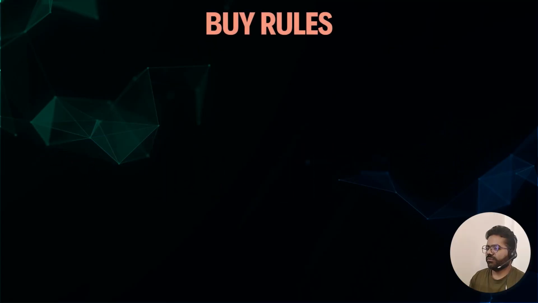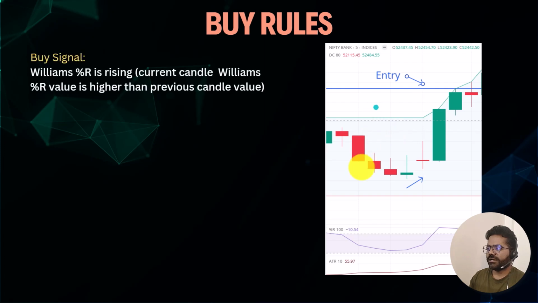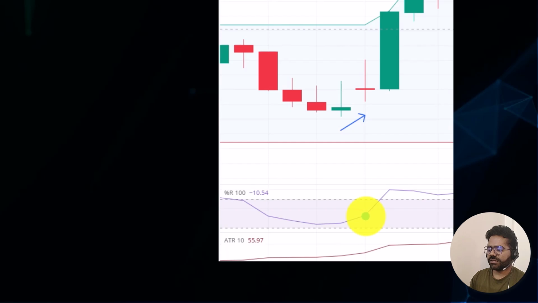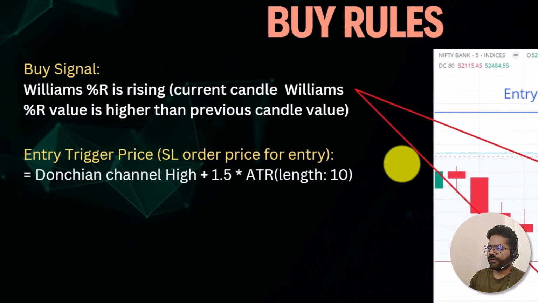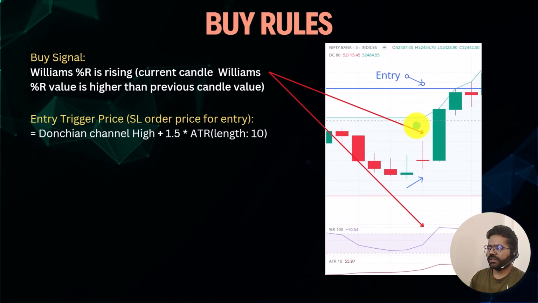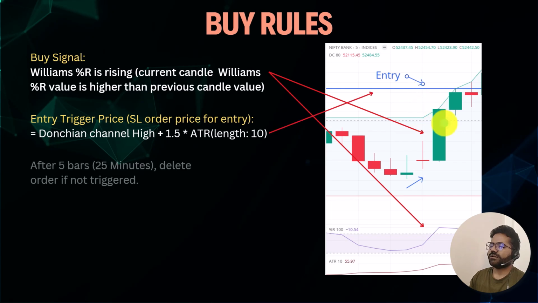Let's look at the buy rules. As you can see in this chart, we are looking at Williams %R. So here this value is higher than the previous value. So we have our buy signal. Once we have our buy signal, we will place the entry order at a price above the Donchian Channel high. So here we will take the high price at this candle plus 1.5 times of ATR.